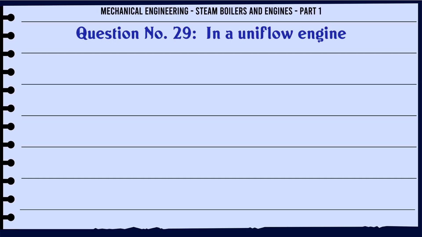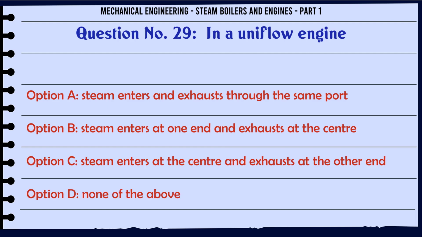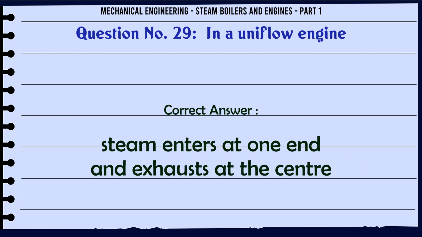In a uniflow engine: A. steam enters and exhausts through the same port. B. steam enters at one end and exhausts at the center. C. steam enters at the center and exhausts at the other end. D. none of the above. The correct answer is steam enters at one end and exhausts at the center.